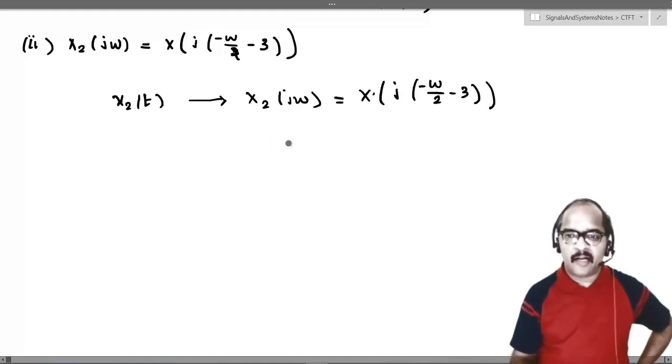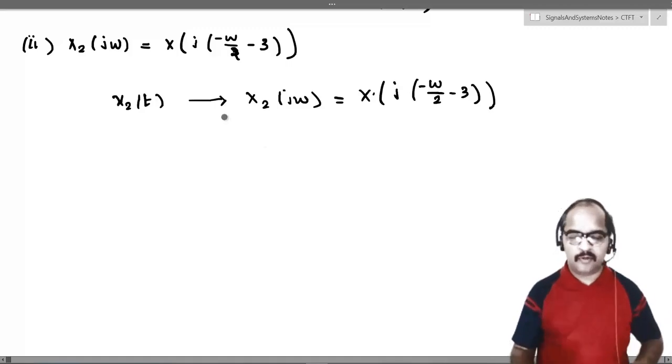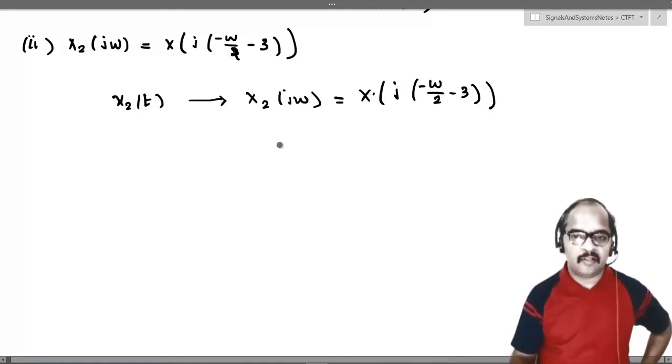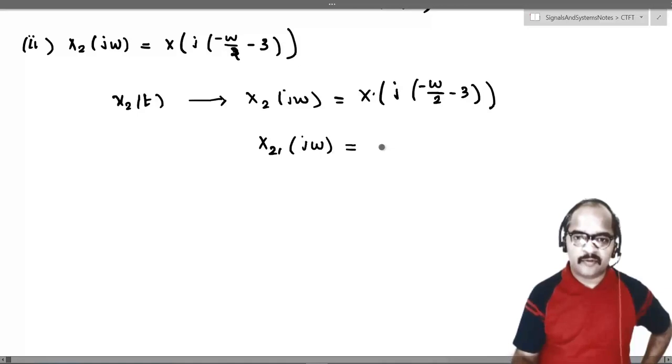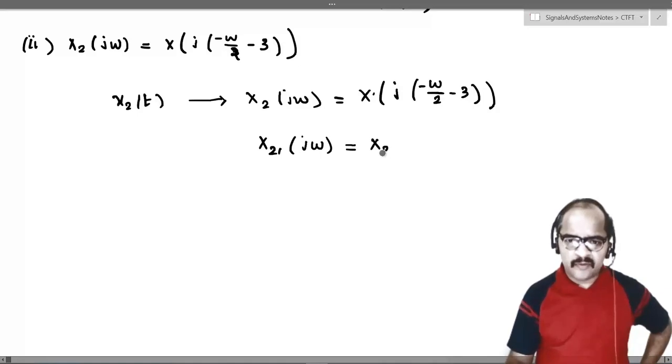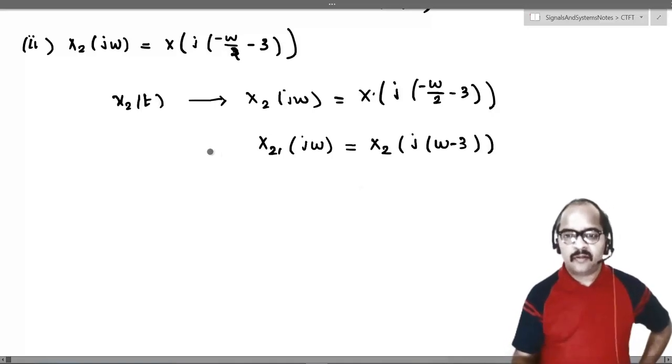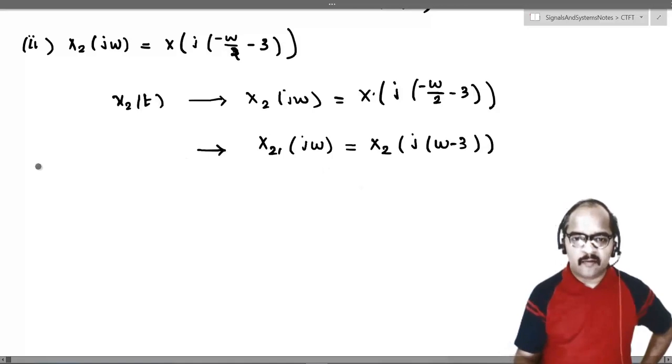As usual we have to use divide and conquer. What is that? First you have to shift, then time scale, then time reversal. All three we have to do step by step. So first let us define the first function, which is x21 of j omega, which is equal to x2 of j omega minus 3. Correct. So this will definitely have what as the Fourier transform?